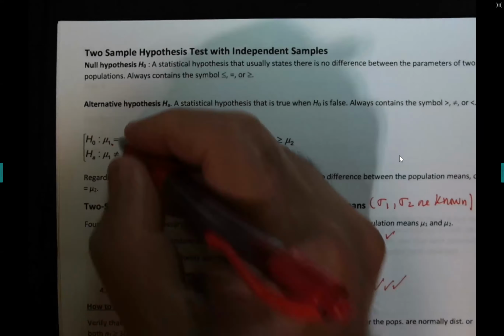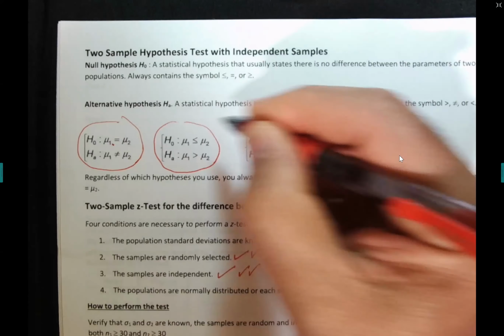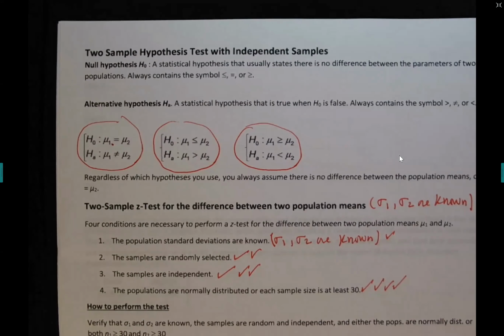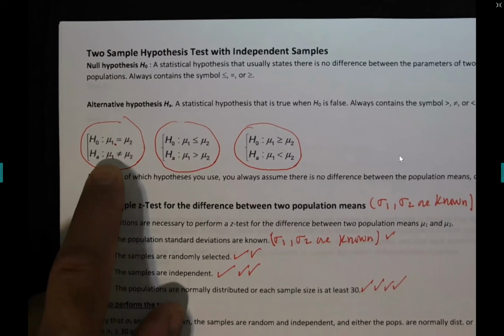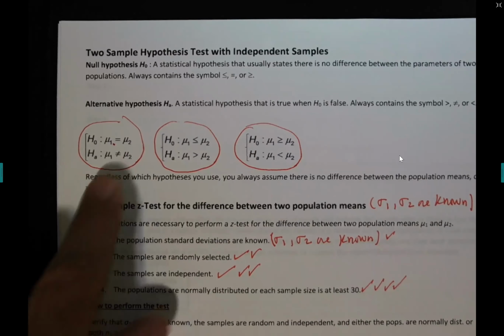First, or second, or third? The first one. Will be the first one, correct. And the difference will be this, because that says mu1 is different from mu2. The mu1 will be the mean credit card debt from California, and the mu2 will be the mean credit card debt from Illinois. That's what it's going to be.